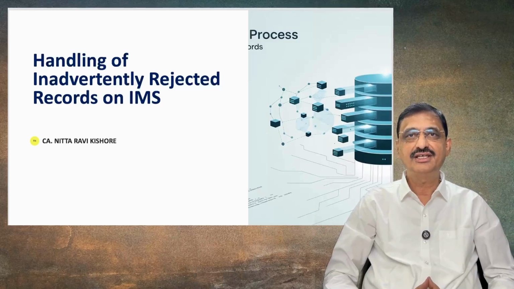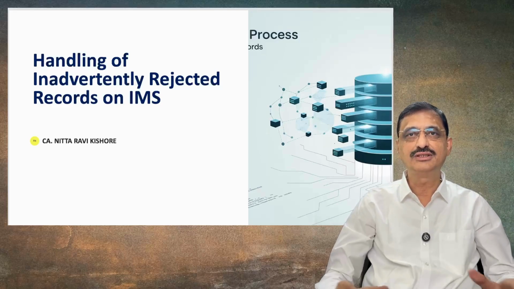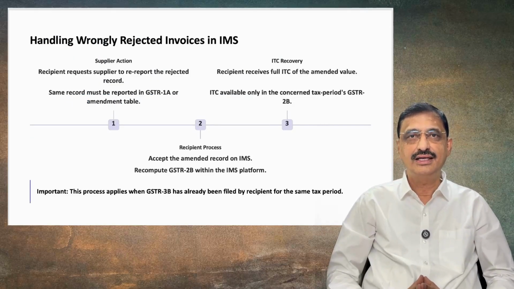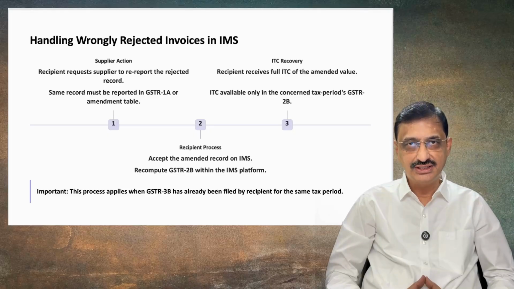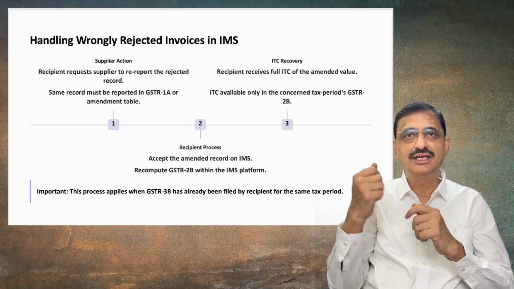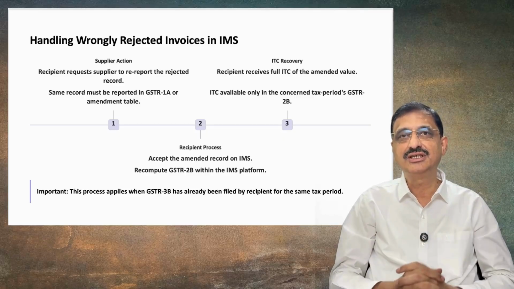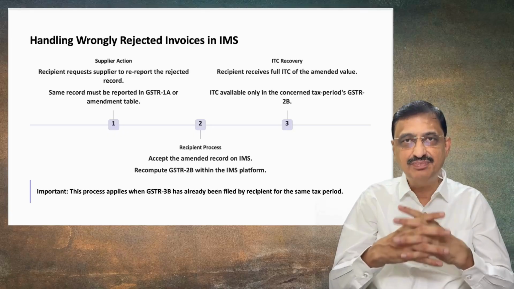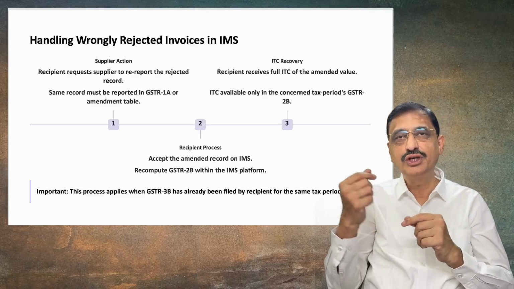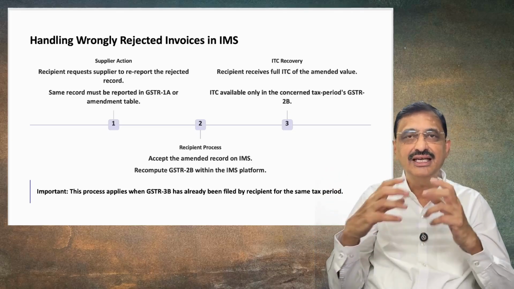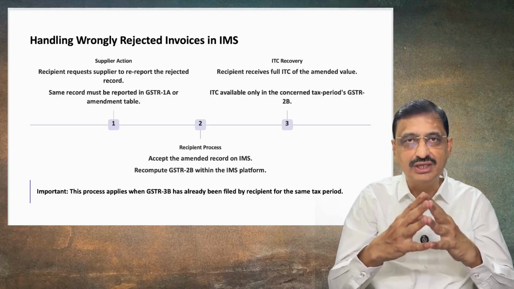Handling of inadvertently rejected records on the Invoice Management System, IMS. Let us say a supplier has uploaded an invoice in respect of a recipient in his GSTR 1A. This invoice will get populated in the invoice management system of the recipient. If the recipient accepts that invoice, it will flow into his GSTR 2B, thereafter into his GSTR 3B, and he will be able to take the input credit on that invoice.